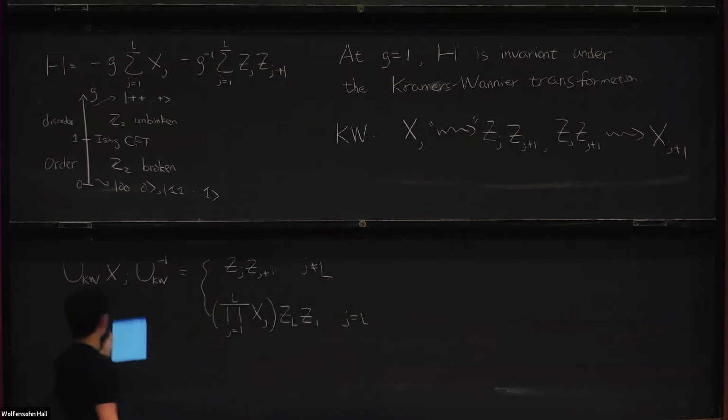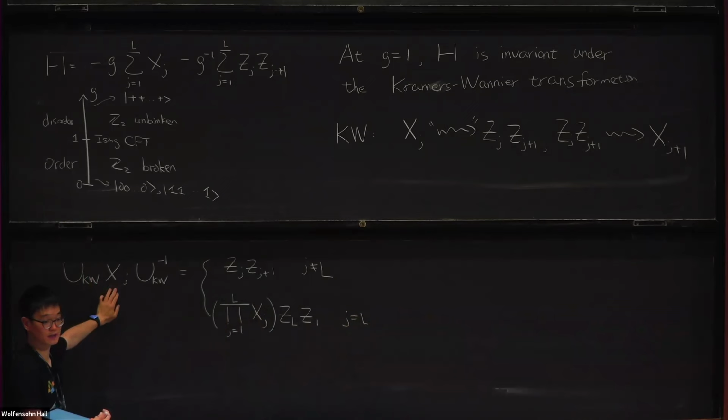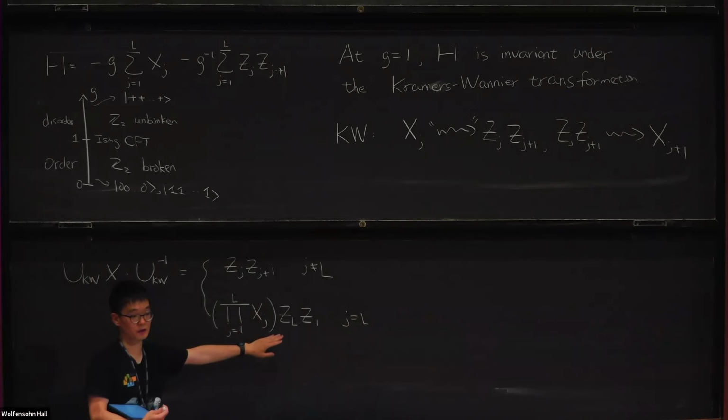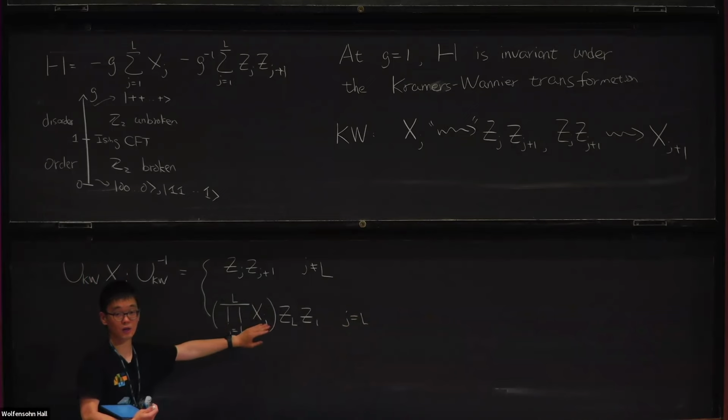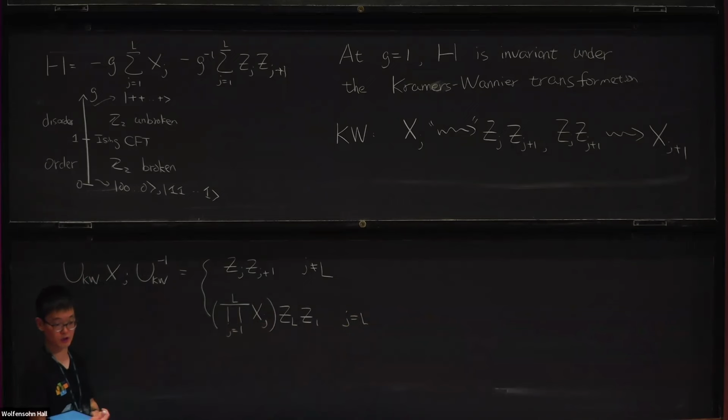So when j equals L, this UKW, this unitary operator, maps the local xj operator to something non-local, to something that involves operators on the entire chain. So this is the reason we don't want to work with UKW. I mean, it's a unitary operator, that's great. However, it doesn't commute with the Hamiltonian.